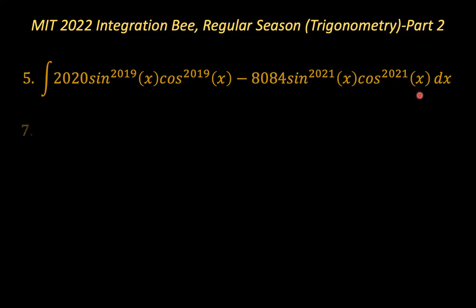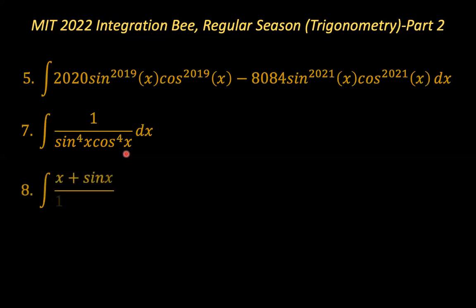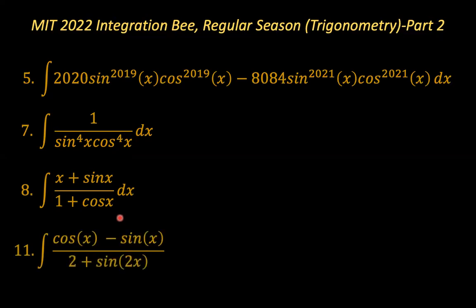Very interesting. The next question is the integration of 1 over sine to the power 4x times cosine to the power 4x. Problem number 8 is our next problem, which is the integration of x plus sine x over 1 plus cosine x. Problem 11 will be our last problem in this part, where we'll look at the integration of cosine x minus sine x, over all that over 2 plus sine 2x.